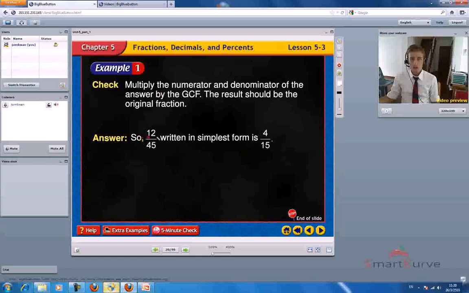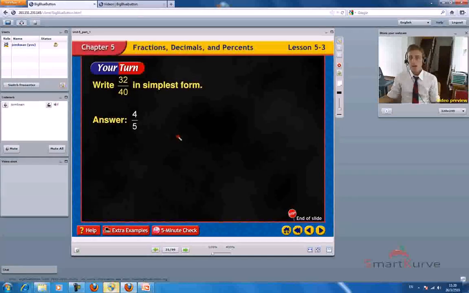Multiply the numerator and denominator of the answer by the greatest common factor. The result should be the original fraction. So 12 over 45, written in simplest form, is 4 over 15. That's true. 4 times 3 is 12. 15 times 3, 45. Write 32 over 40 in simplest form. So what's the greatest common factor?